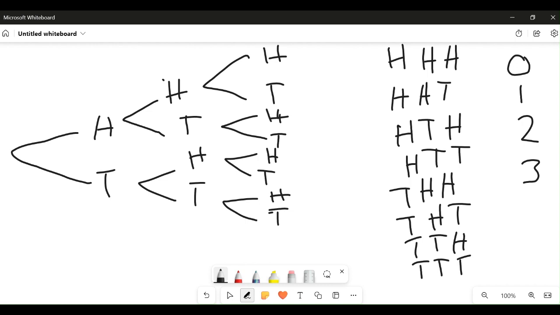Since we now have our possible outcomes, our focus is to construct a probability distribution table from these possible outcomes. You have to label it: probability distribution table.